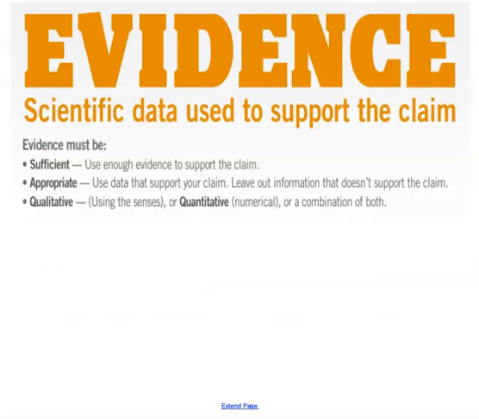Now what you have to do is sift through your data. And the big word I want you to take out of here is quantitative. You have to have some data numbers.